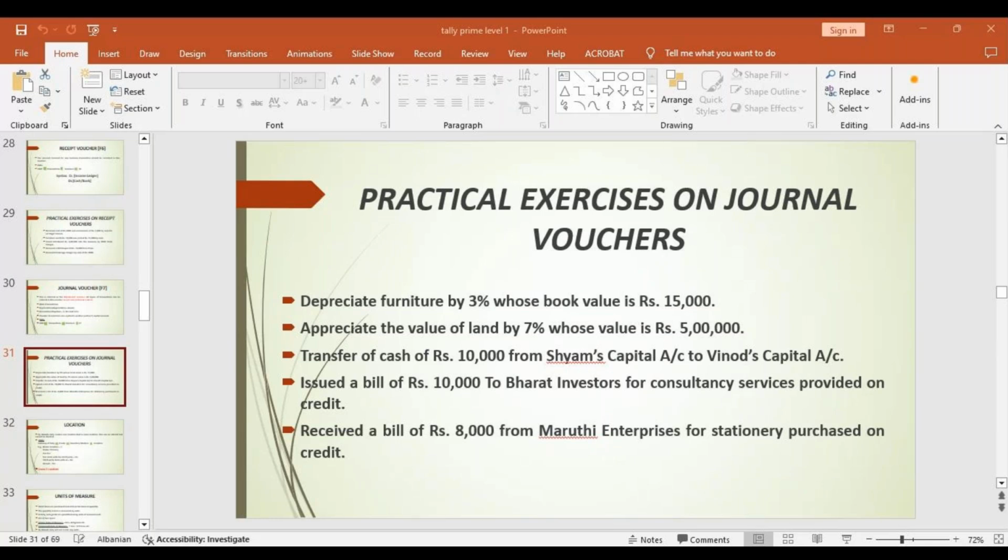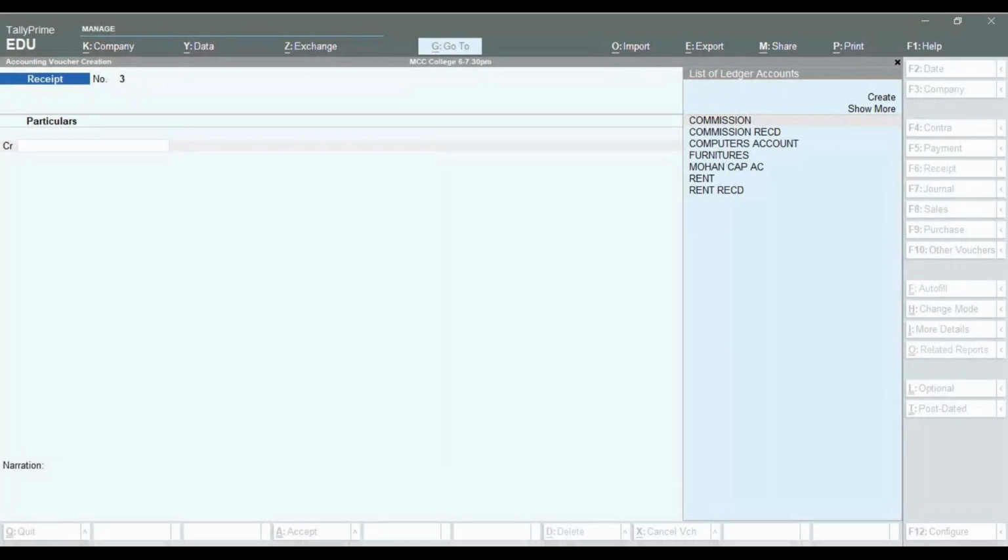Okay, so how many of you are done? Fast, fast, fast. Okay, can anyone tell how to solve it? What does the first question say? It says depreciate furniture by 2% whose book value is 20,000. That means you need to depreciate the amount of the furniture by 2%.